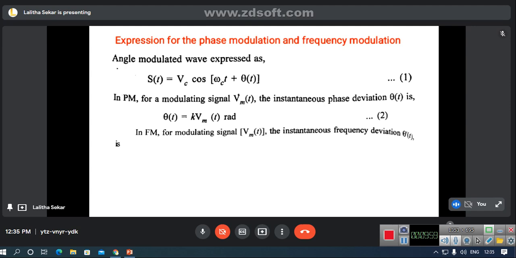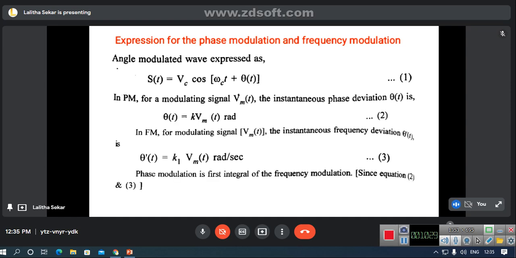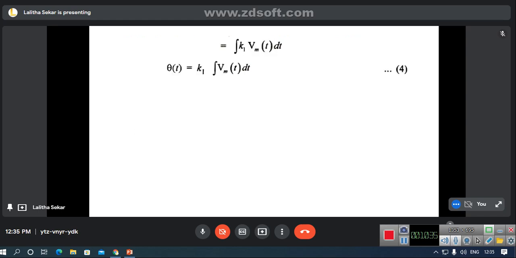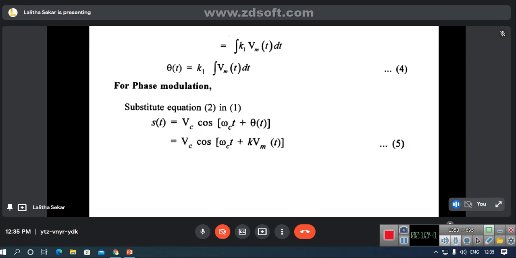Next one, phase modulation and frequency modulation derivation. In angle modulation the general equation is s(t) is equal to Vc cos of ωc t plus θ(t). In PM the modulating signal Vm(t) gives the instantaneous phase deviation θ(t). So θ(t) is equal to k Vm(t) in radians. For FM, θ'(t) is equal to k1 Vm(t), so θ(t) is equal to the integral of k1 Vm(t) dt.